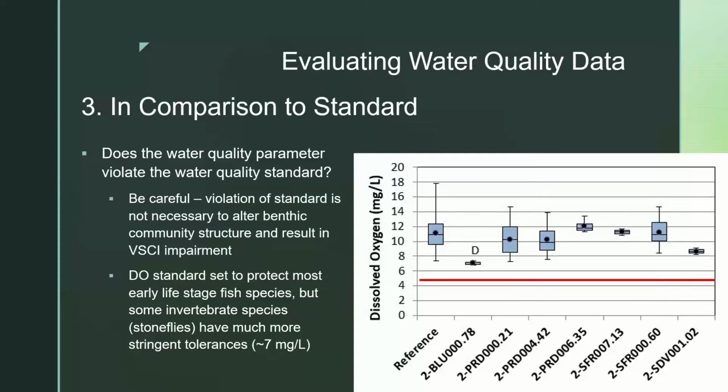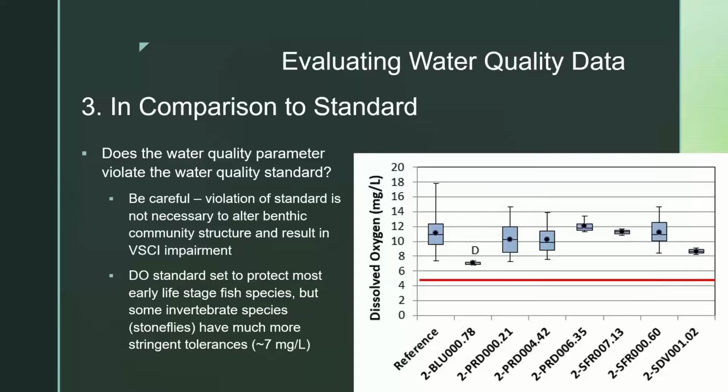Be aware that violations of a standard might not necessarily be needed to alter benthic community structure. Okay. Again, I know that probably makes some assessors uncomfortable. But for example, the dissolved oxygen standard was developed mostly to protect early life stage of fish. And most of the data that went into EPA's recommended dissolved oxygen standards, most of that information was from fish. Very little information from invertebrates was included.